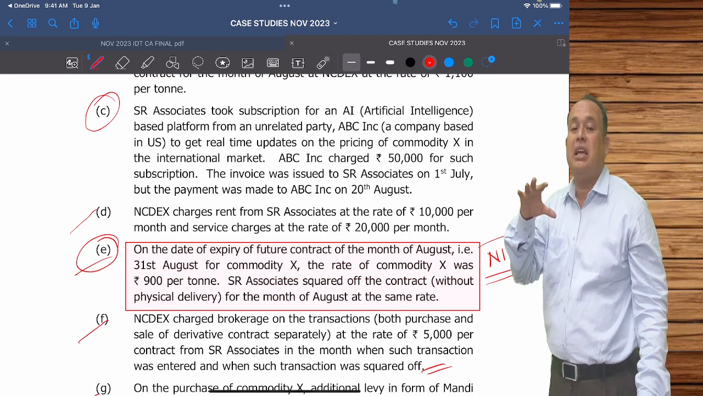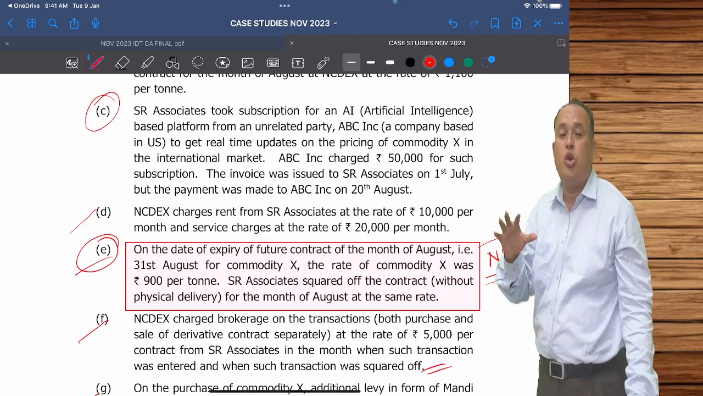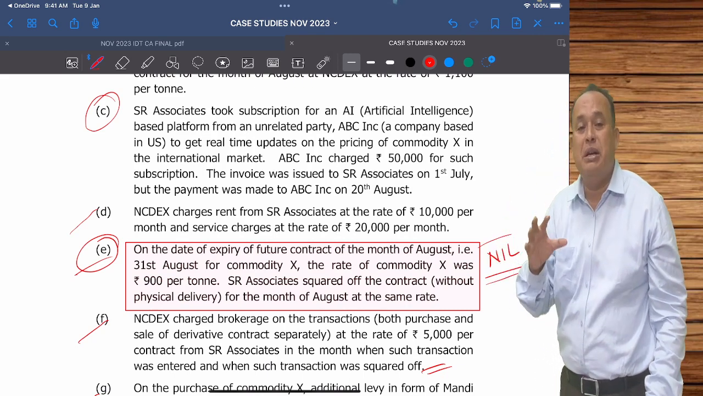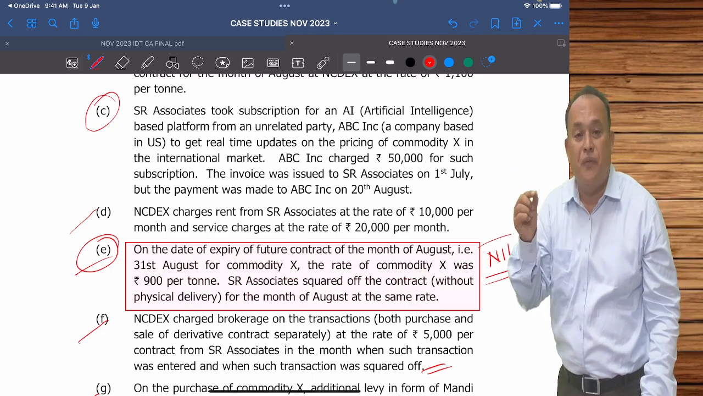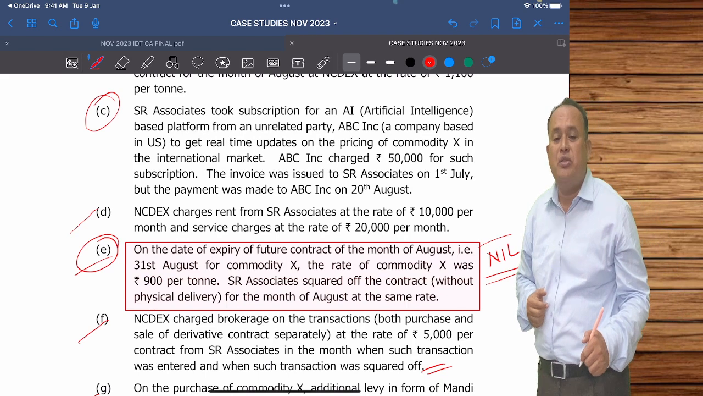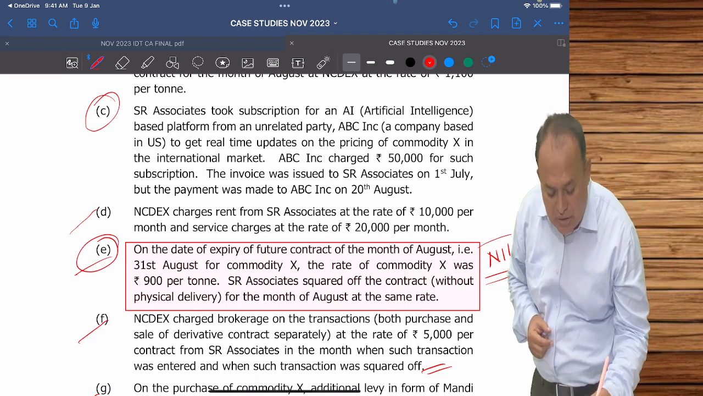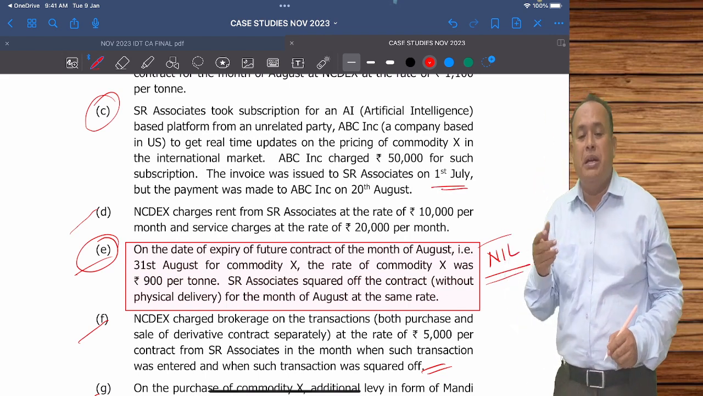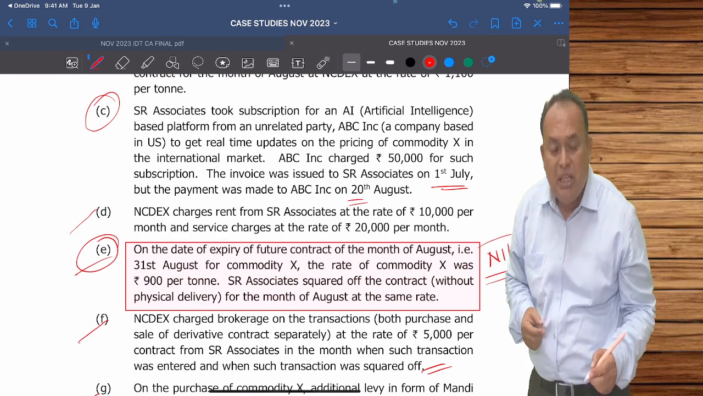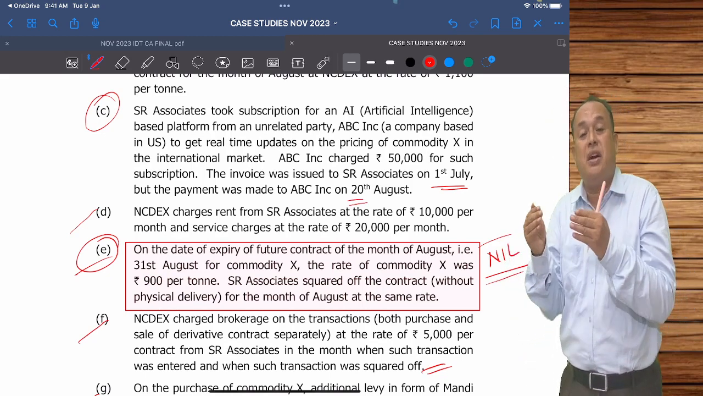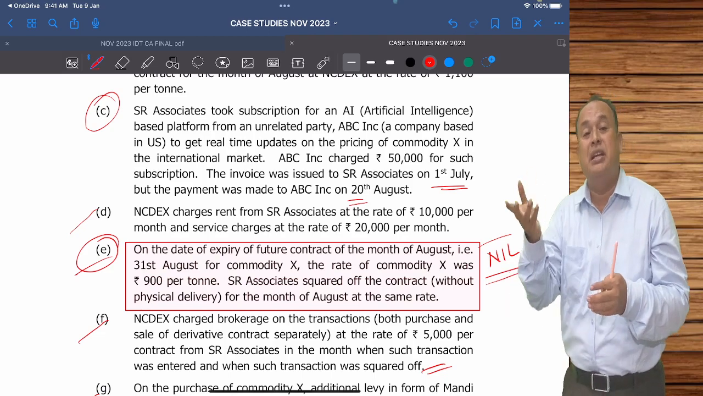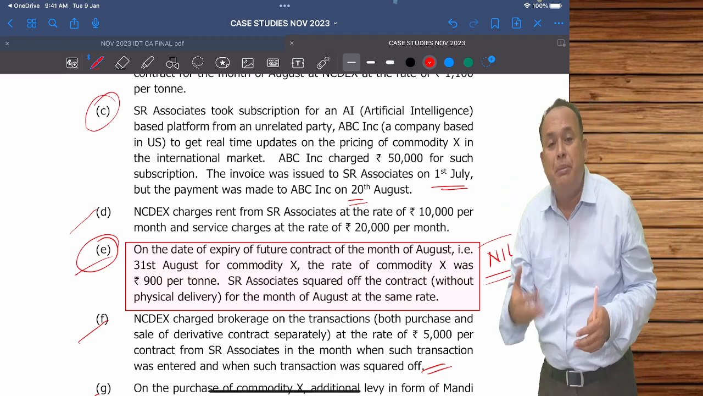What is the time of supply? The time of supply is equal to the date of payment if the payment is made by the recipient to the supplier within 60 days from the date of invoice. What is the date of invoice here? The date of invoice is 1st of July. The payment was made on 20th of August. That means the payment has been made within 60 days from the date of invoice. If that is the case, the date of payment is the time of supply.